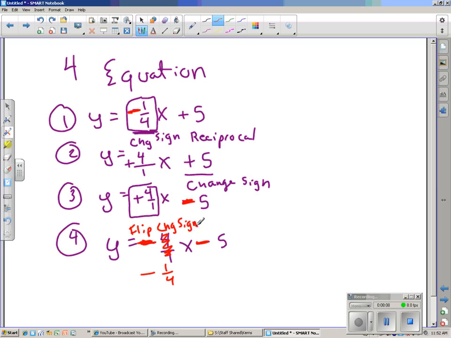So your first and last fractions should match. Your middle two fractions should match. If you're not sure, then you can show it to me.